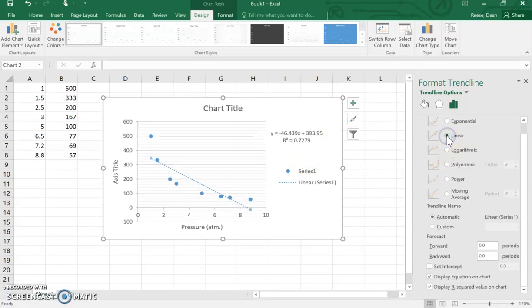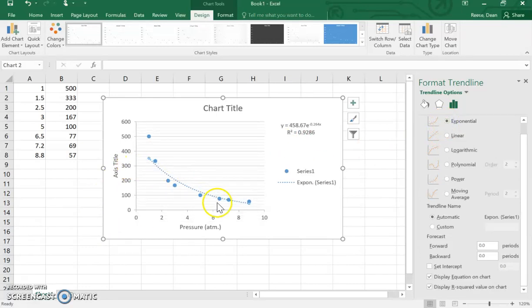We go back to linear. Linear doesn't fit our data much at all, really. I mean, at least it has this downward trend, which is decent. And so this R-squared value is 0.729. So exponential is actually better than linear. Well, what if we go down to logarithmic? Now we're at 0.919. That's still better than linear.